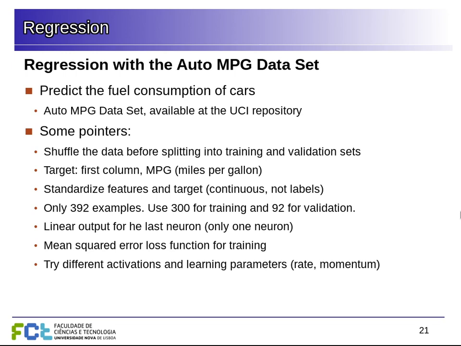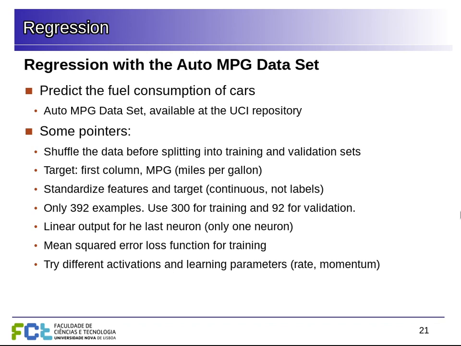So this is my recommendation: standardize when doing a regression, standardize both the features and the target value. Of course, when you're doing classification, don't standardize the target, because in that case it would not make sense. Use a linear output for the last neuron. You only have one neuron on the output because you are trying to predict the miles per gallon value. It's only one value. Use a linear output because you are not putting any constraints on that value.